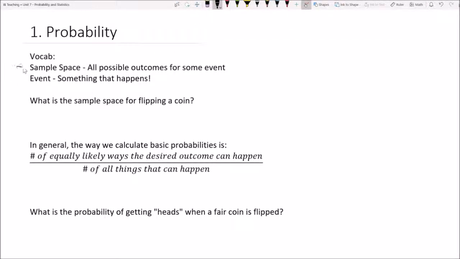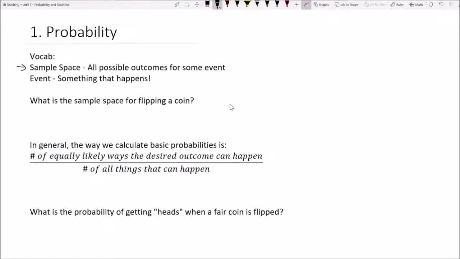This may be new, but we have something called the sample space, which is all the outcomes that are possible for some event. So for example, if I flip a coin, what are all the possible outcomes? Well, either we could get heads or tails. So the sample space is heads and tails. Or if I throw a six-sided die or six-sided number cube, what are all the possible outcomes of the sample space?